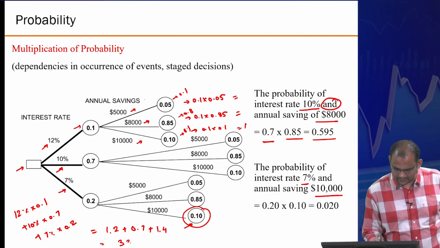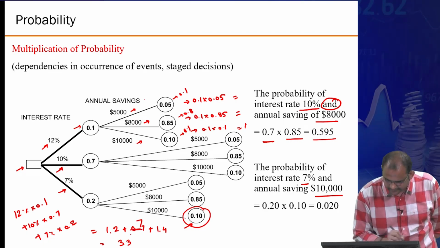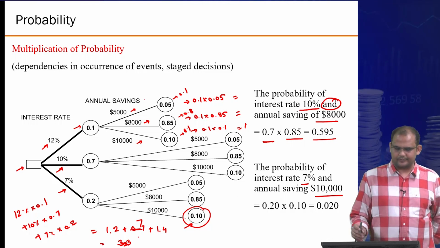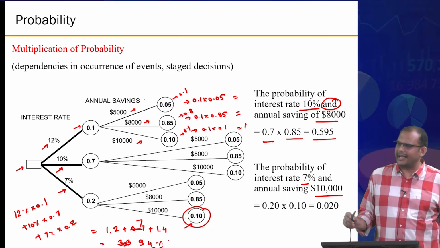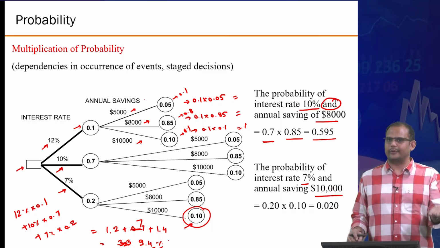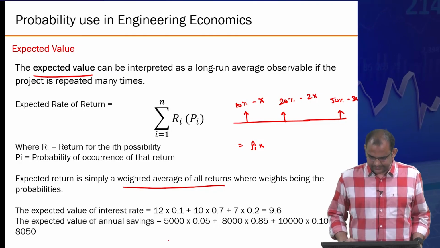How can it be so low? 1.2 plus 7. Okay, yeah. 9.4% is the average return that you could expect from this particular interest rate given this distribution.